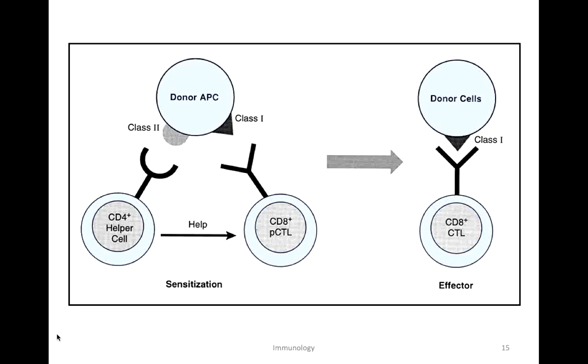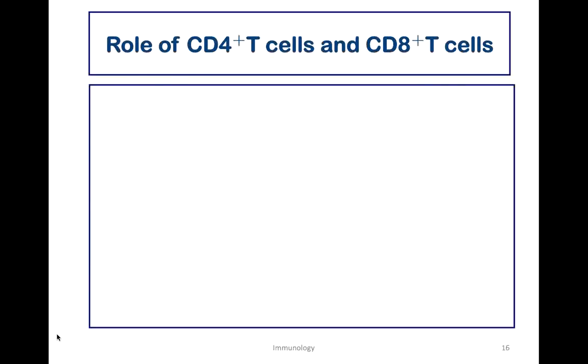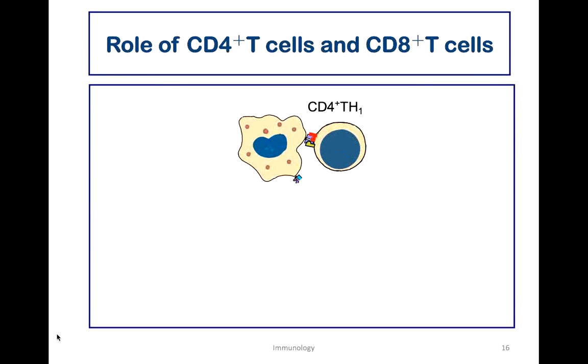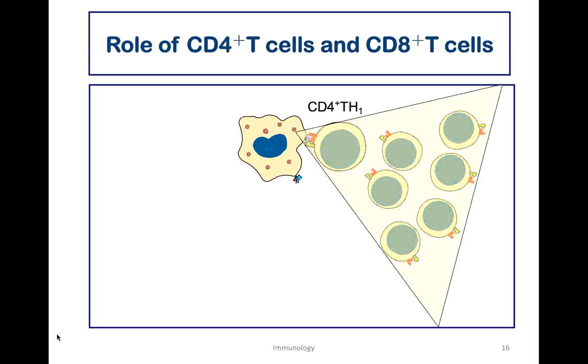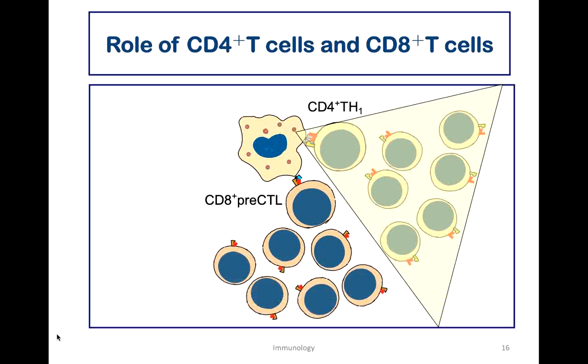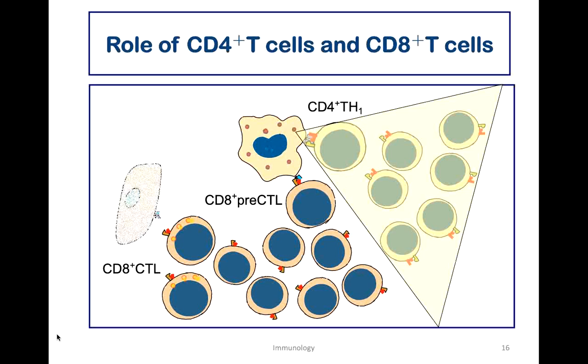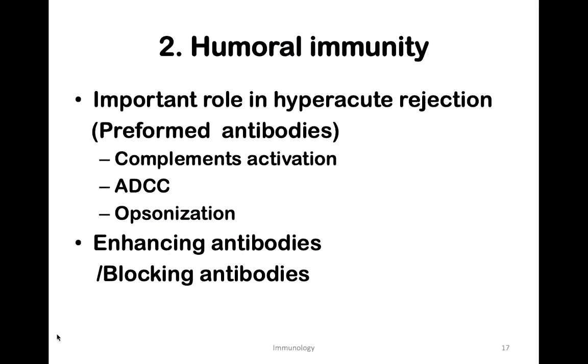So donor antigen presenting cell class 2 and class 1 is being represented. Then we have CD8 plus, your cytotoxic cell, and then you have the helper cell, and then they can mount a response and the effector mechanism takes place. So this is how it happens. CD4 TH1, and then you have the proliferation of these cells, CD8 plus pre-CTL, and then proliferation because of the binding, and then you have CTLs, which can actually cause the direct killing of the graft cells.